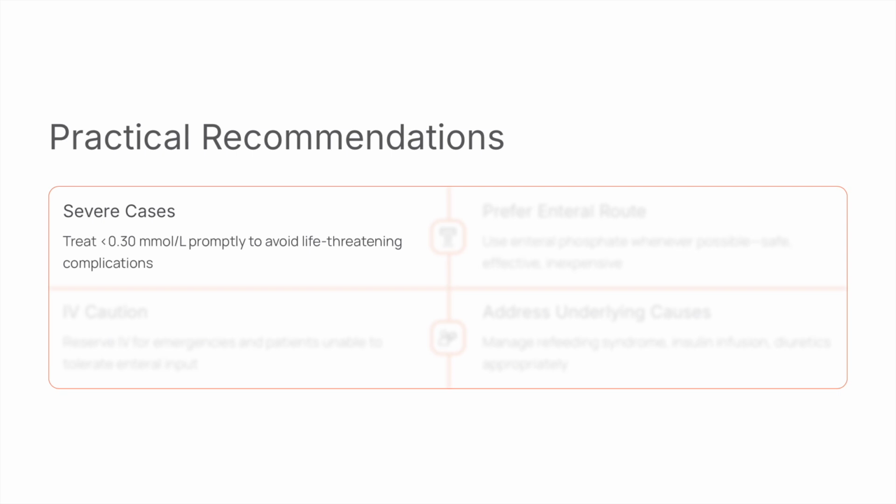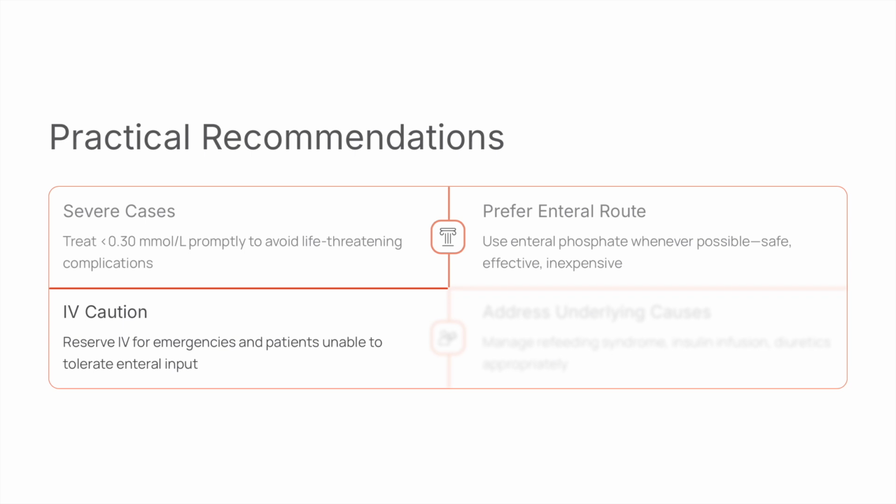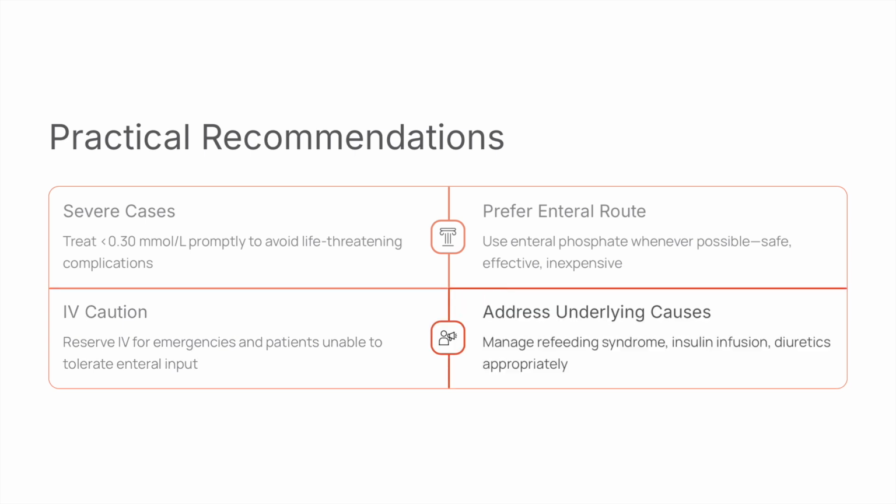So for practical recommendations, in severe cases, do treat it, and prefer the enteral route in the other cases. IV, always use with caution, especially if you are using the potassium one, and address the underlying cause. It's not enough to just replace phosphate, you have to treat the underlying cause, especially things like refeeding syndrome, insulin infusion, diuretics. You can't ignore them.